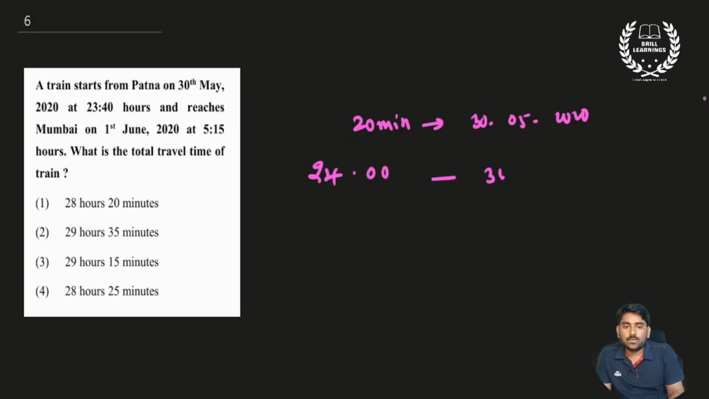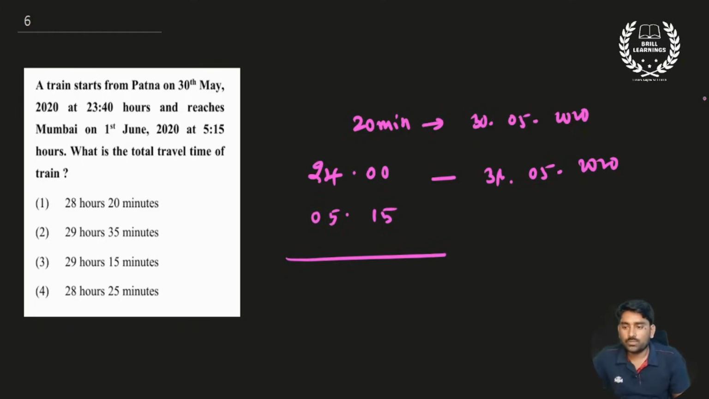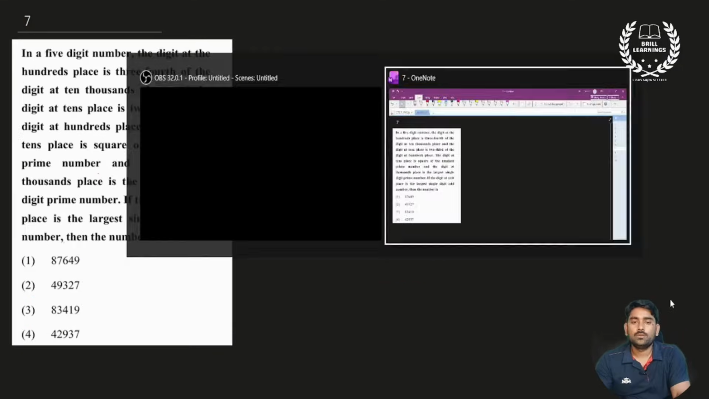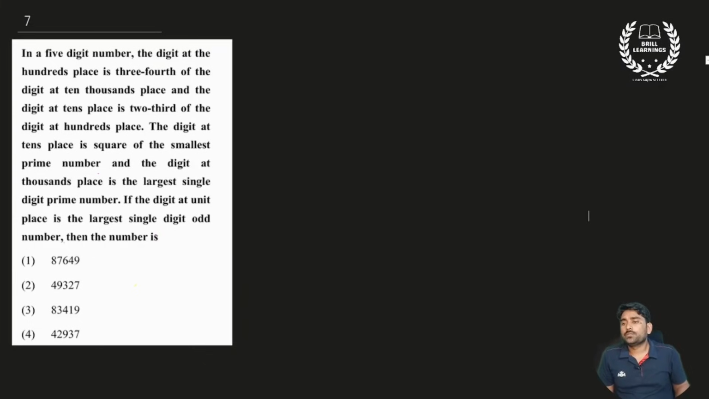That is 31st May 2020. So June at 5:15. 5:15 means it's morning time only. 5 hours 15 minutes. So add the total time, so that we'll get the total travel time. So 35 minutes and 29 hours. 29 hours 35 minutes. Option C. Let's move on to the next question.